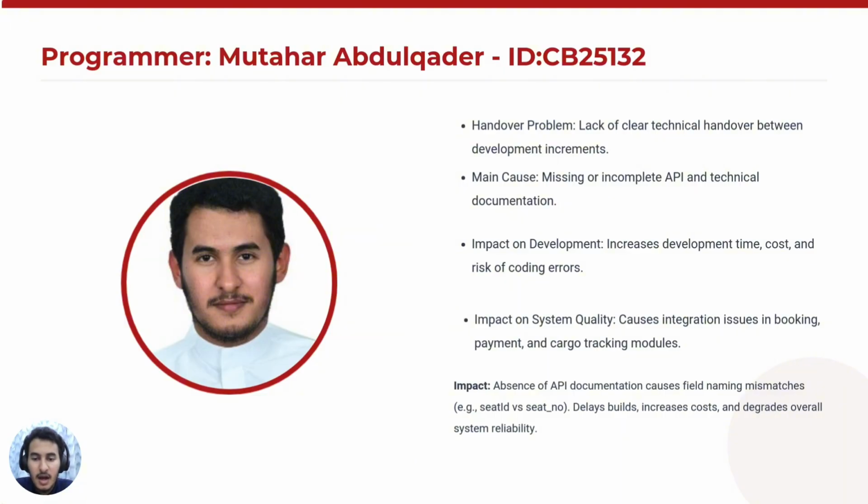When technical details are not properly documented, new programmers spend more time understanding the existing code, which increases development time and cost. This problem also affects system quality, as poor handover can cause integration issues between key modules such as ticket booking, payment processing, and cargo tracking. For example, in Bus Asia, if changes are made to the seat number or booking API without proper documentation, the next development team or member in the next increment may face delays or introduce errors. Therefore, proper technical handover is essential to ensure smooth incremental development and system reliability.